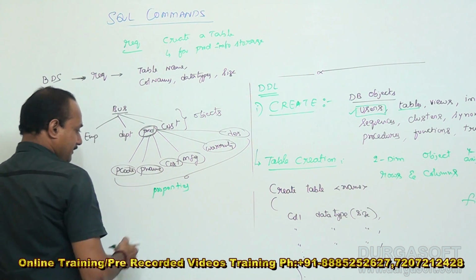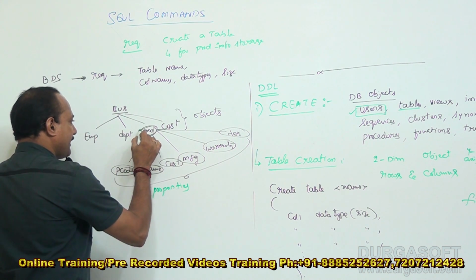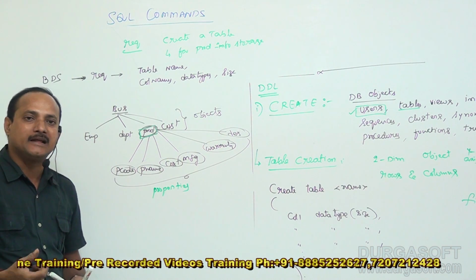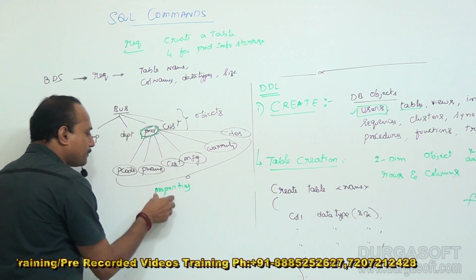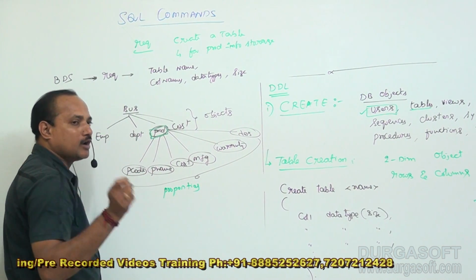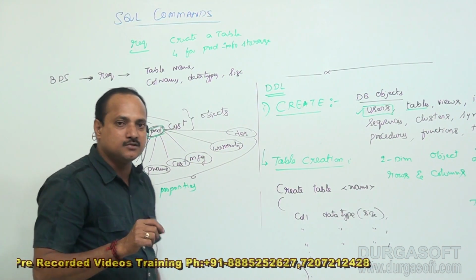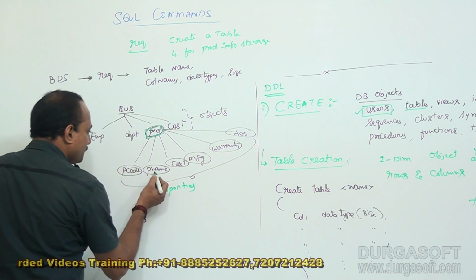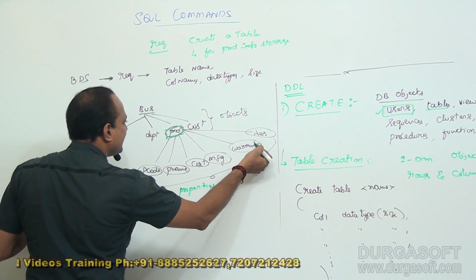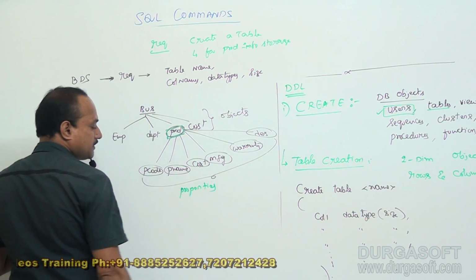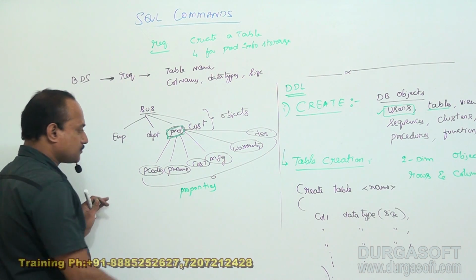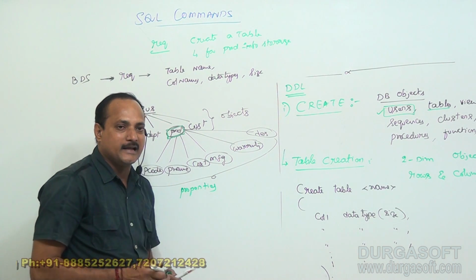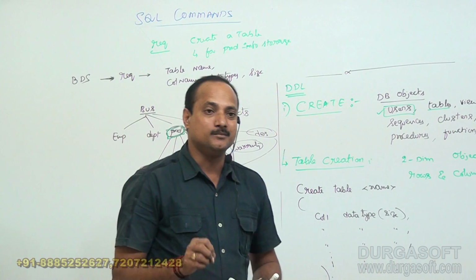The object name you consider as the table name, and the object properties you should consider as column names. So P code, P name, cost, manufacturing date, warranty, description, all these are properties. These names you should consider as column names.